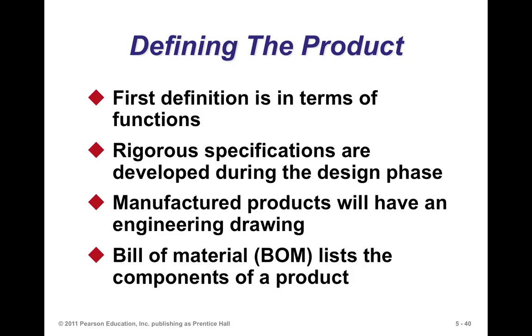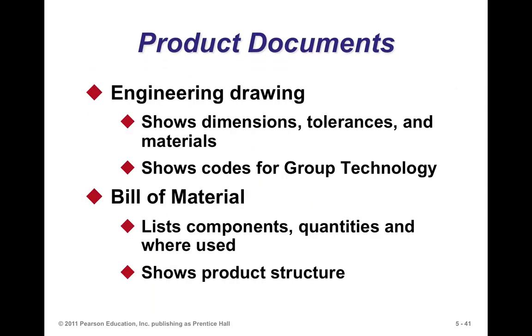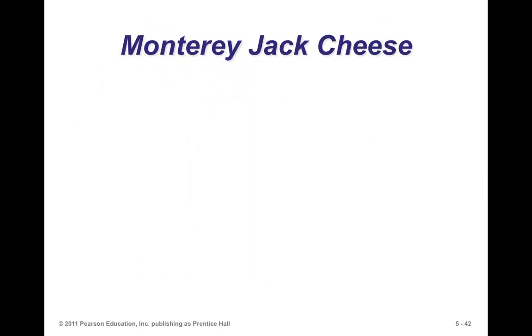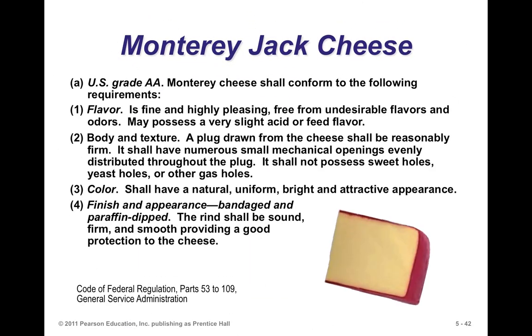All right. So if you're going to design products, then you've got to define it, which is first define in terms of what its functions are going to be, come up with some rigorous specs that you will use during the design stage. When you are going to produce the product, you need to then produce it from a set of drawings, and then of course the drawing should specify the bill of materials, what materials are required to actually produce that product. So there are some documents: engineering drawing documents, bill of material documents, and product specs.